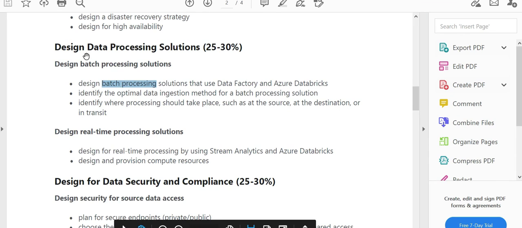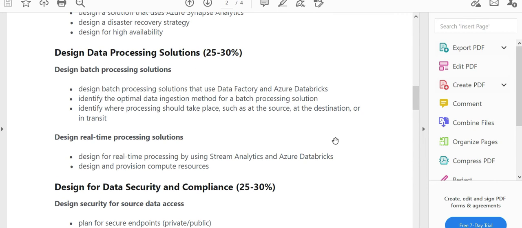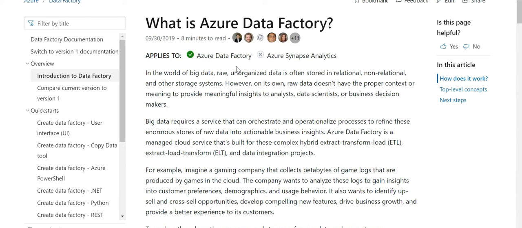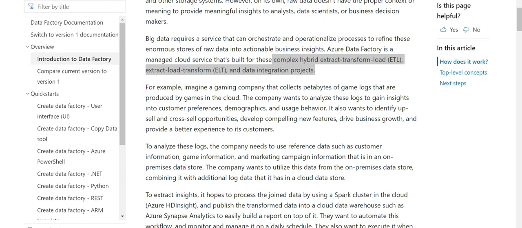Then the design data processing solutions section comprises 25 to 30% of the questions. What is covered here is batch processing solutions using Data Factory and Azure Databricks. As you see, Azure Data Factory is the cloud-based ETL. It's an ETL product from Azure. You can build complex hybrid extract, transform, load, or ELT solutions and data integration projects.